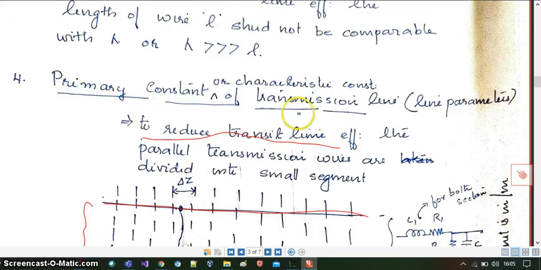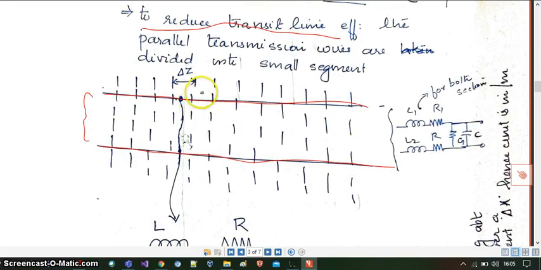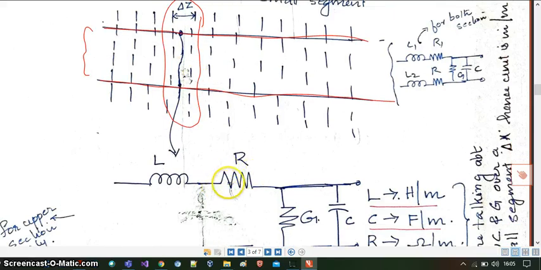So coming back to the line parameters of the transmission line, to reduce the transit time effect, the parallel transmission wires are divided into small segments, out of which I am taking a small segment, this one, whose length is del Z. Now if you magnify that small portion, you can see these are two parallel conducting wires. You know a wire behaves as a resistance, right? The resistive behavior of the wire is shown here.